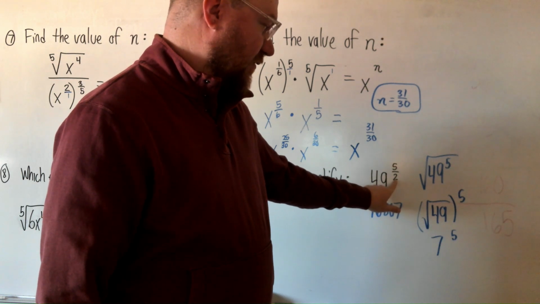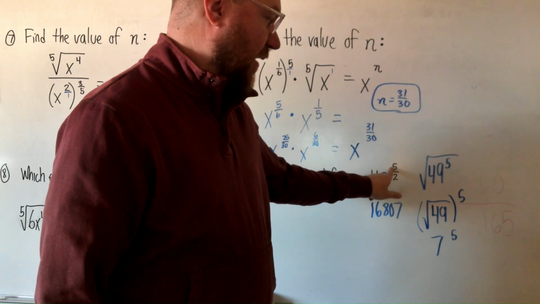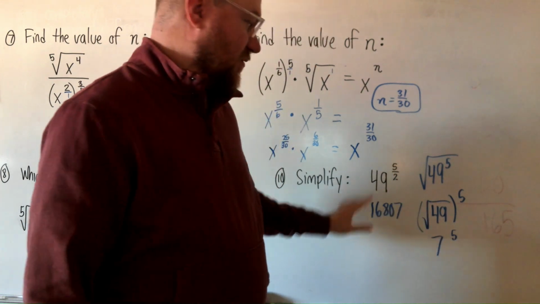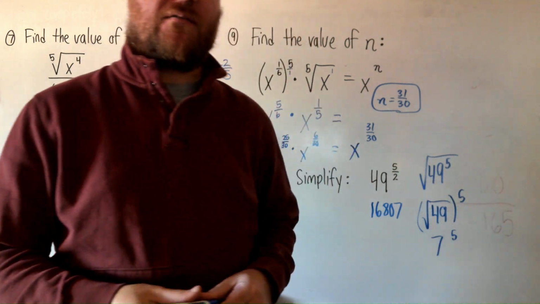So I read this as let's square root the 49, and then when we're done, raise it to the 5th power, which is what I did. So I already end up doing that question. The answer is 16,807.